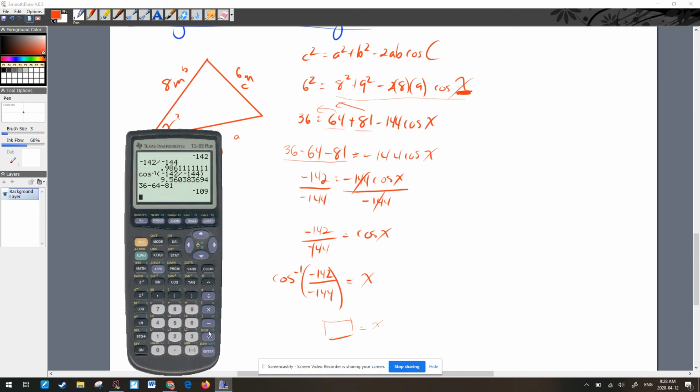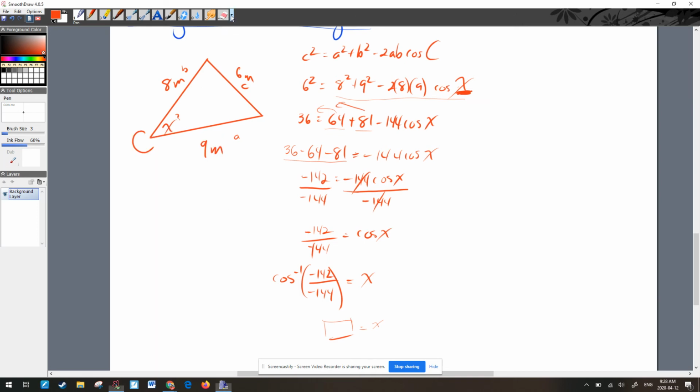So hopefully some of you spotted that along the way. So this is meant to actually be negative 109. So I'm going to have to go up here and make a correction. So I'm going to grab my eraser.